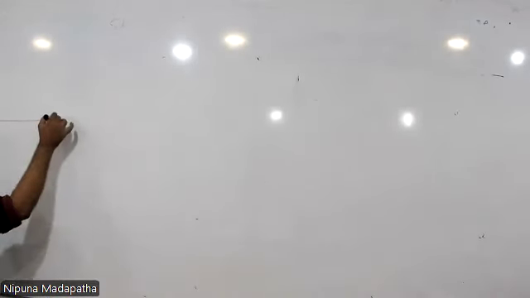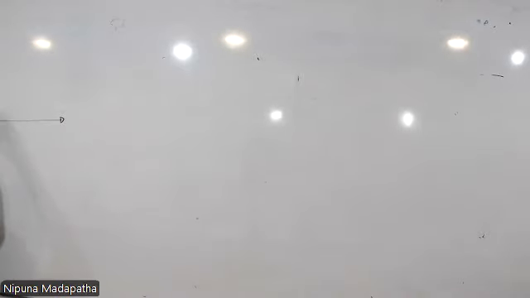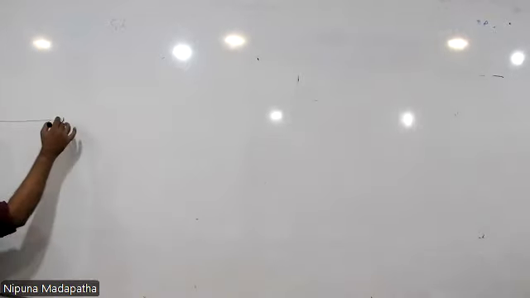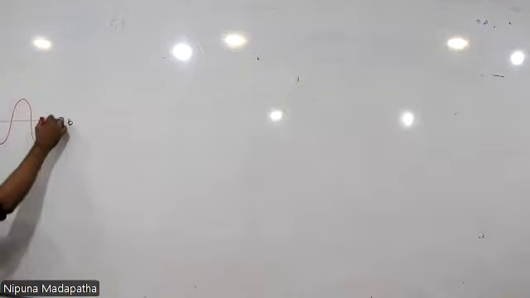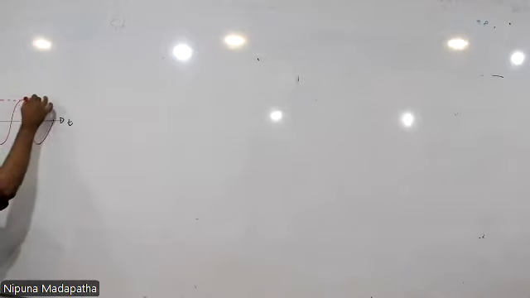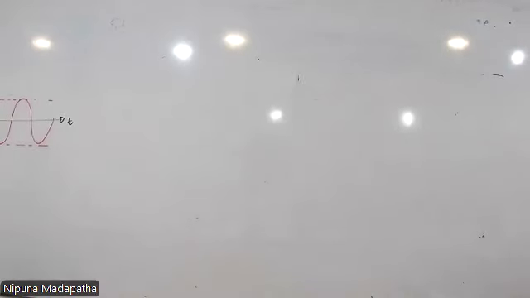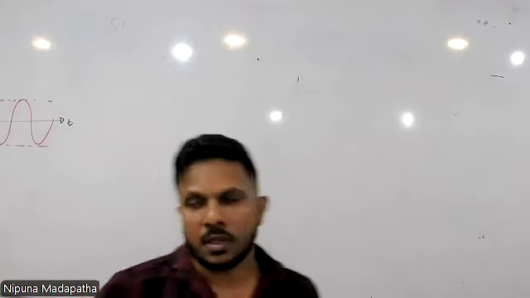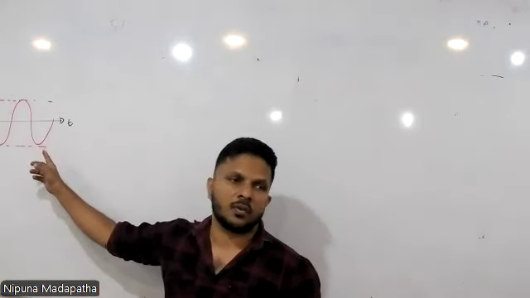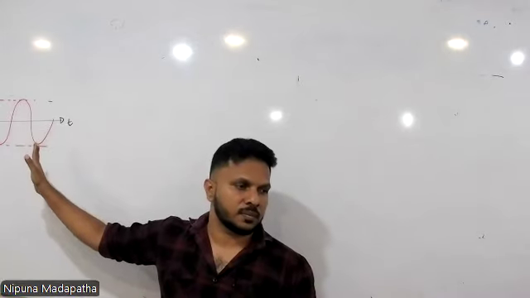So, if we draw the displacement versus time graph for this kind of motion, it is like this. The amplitude remains constant. No decrease or increase of amplitude. So this is the displacement time graph for free oscillation.